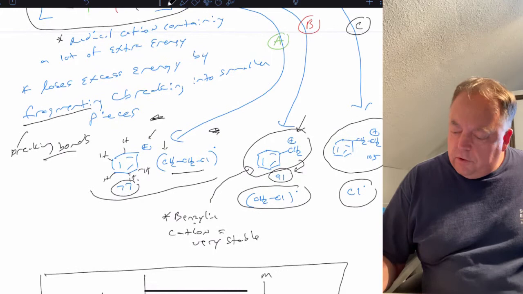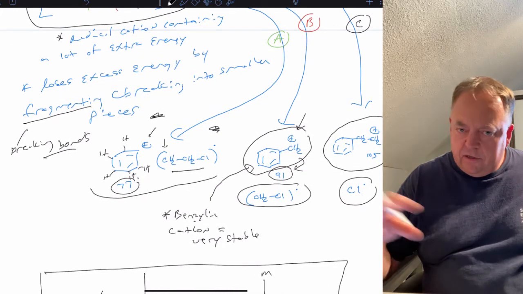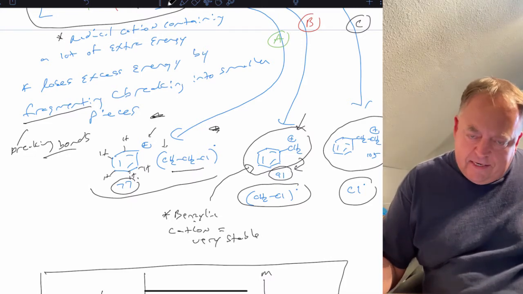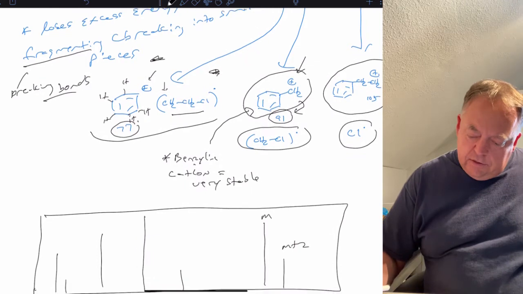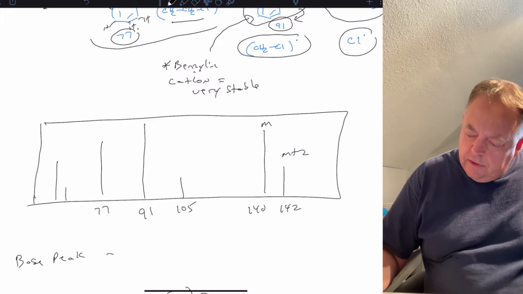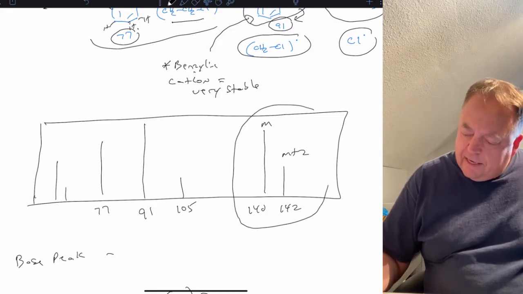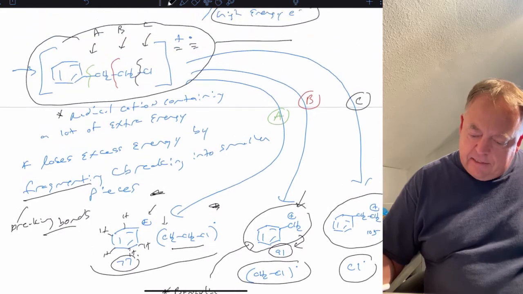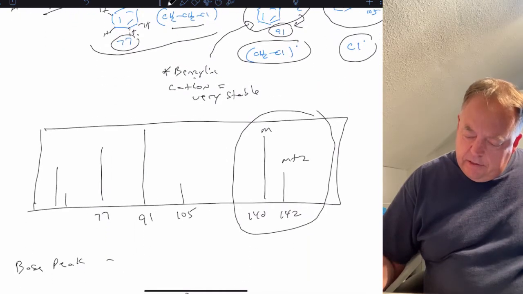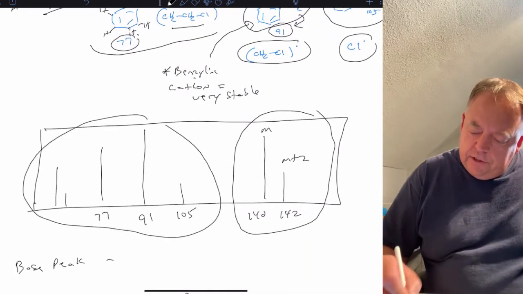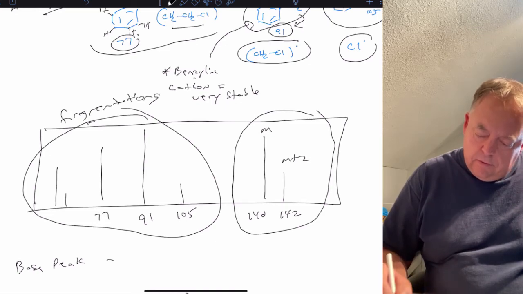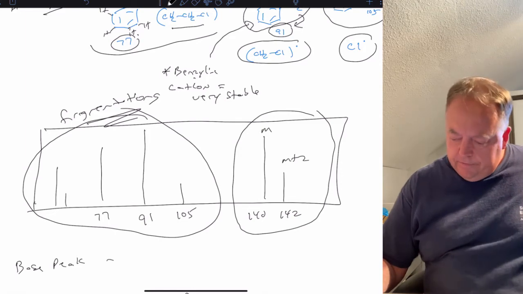But these other fragments are in the instrument too, and they're going to be accelerated, and they're eventually going to hit the detector because you're sweeping through the electric and magnetic fields. So everything will hit the detector at some point. So you're going to see lots of peaks in the mass spec. These peaks would represent the molecule that is intact because it has a mass of 140 or 142, right? And then these peaks would be what are known as fragmentations. Those are just smaller pieces of the molecule.